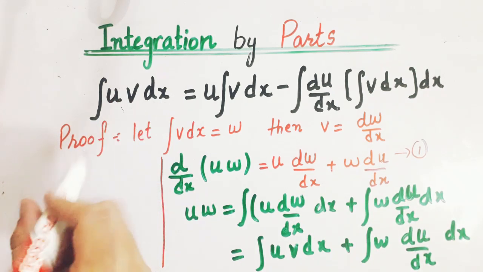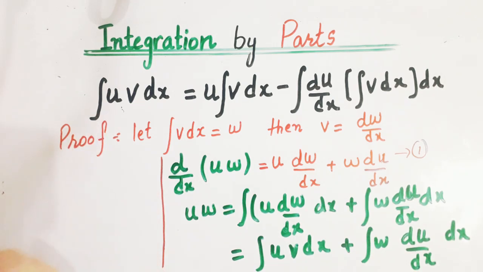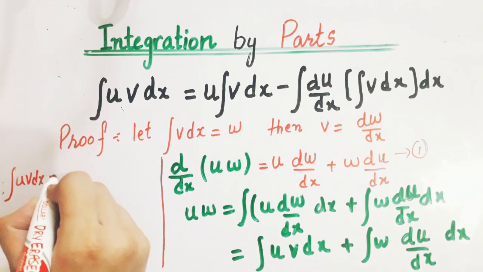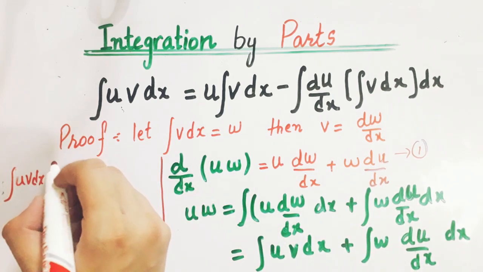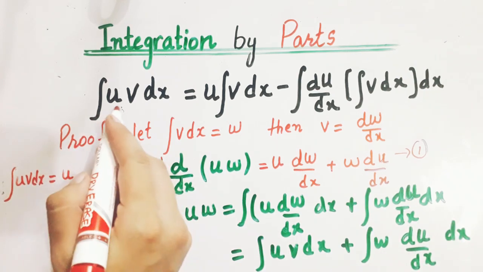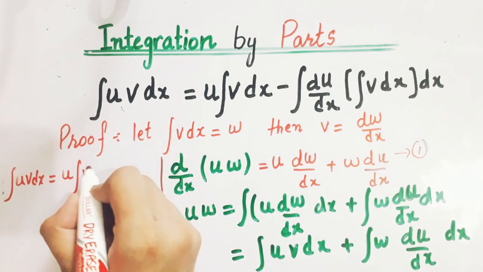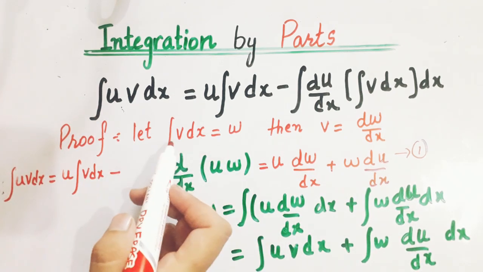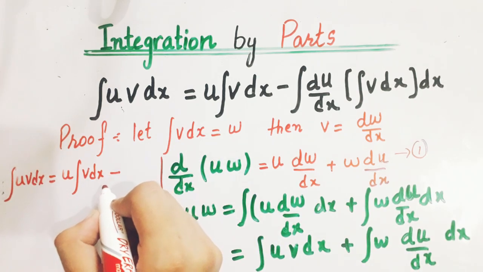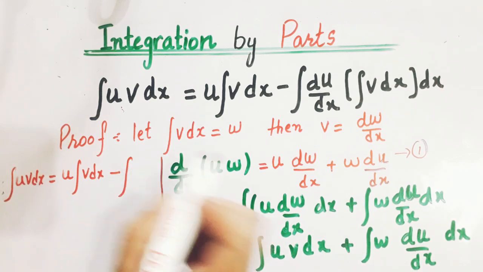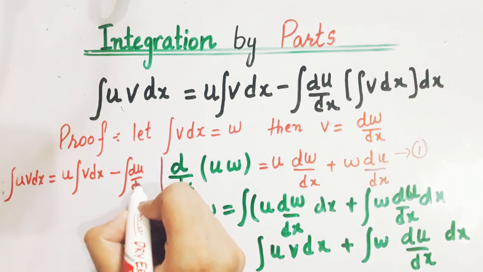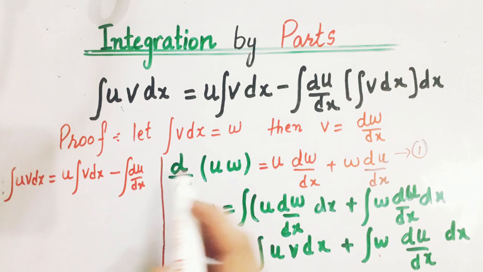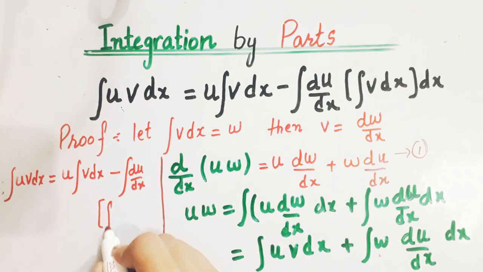So we will write this in the next step: the integral of uv dx will be equal to u, this side will be written as u times the integral of v dx, minus w, which will be written as the integral of v dx. The remaining terms are du by dx, and then in place of w we will write this value, the integral of v dx, and for the whole dx. So this is the proof.